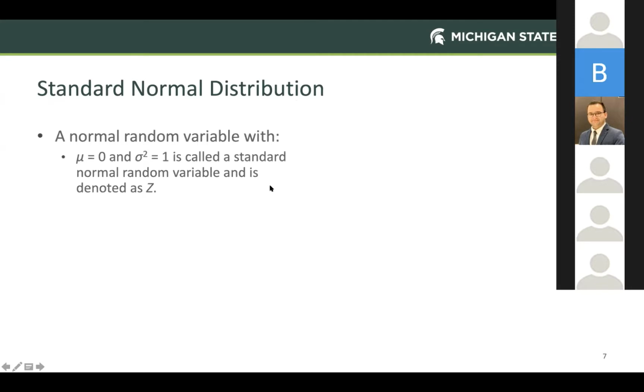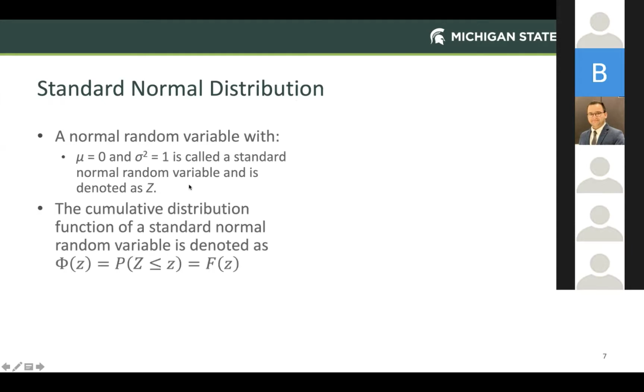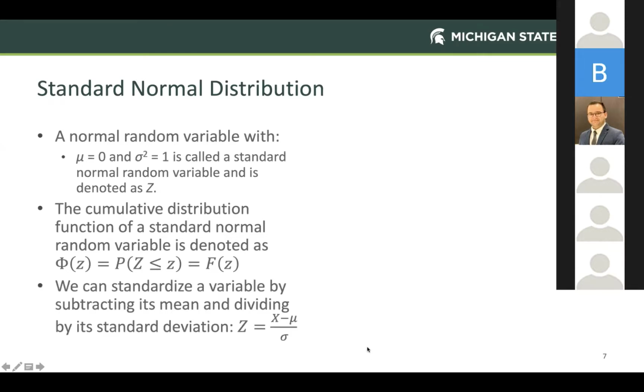If we know the mean and the variance of the population from which a variable is drawn, we can then determine how likely it is that we would find a value of any particular number, which we'll just denote here as Z, okay? And so the cumulative distribution function for a standard normal random variable is of particular interest to us. And so you've likely seen capital phi of Z here, which is basically just telling us the cumulative probability of observing some number less than or equal to Z.